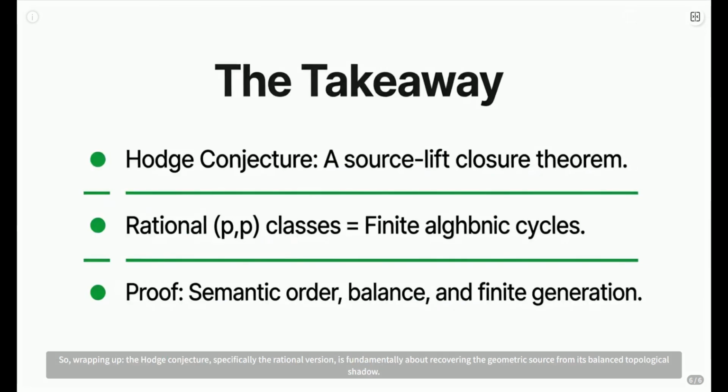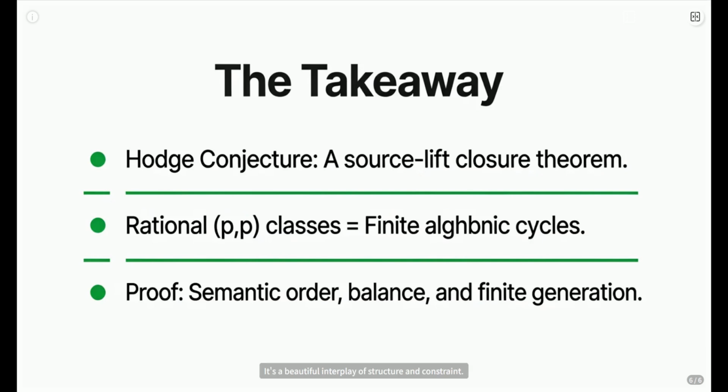So, wrapping up, the Hodge conjecture, specifically the rational version, is fundamentally about recovering the geometric source from its balanced topological shadow. By leveraging the finite generation of the variety, the constraints of (p,p) balance and the stability provided by rationality, we ensure every such shadow must originate from a finite algebraic cycle. It's a beautiful interplay of structure and constraint.